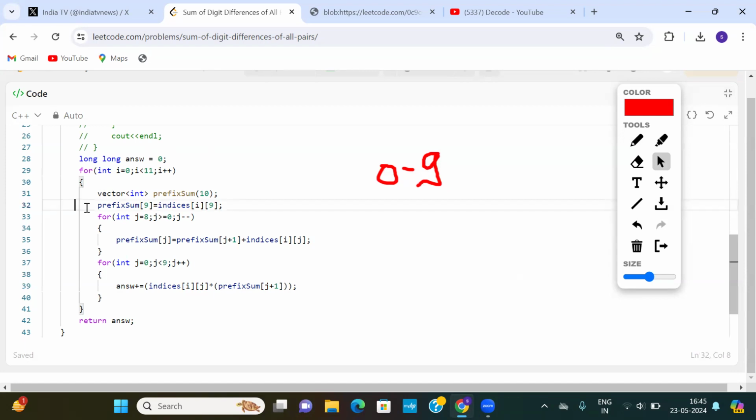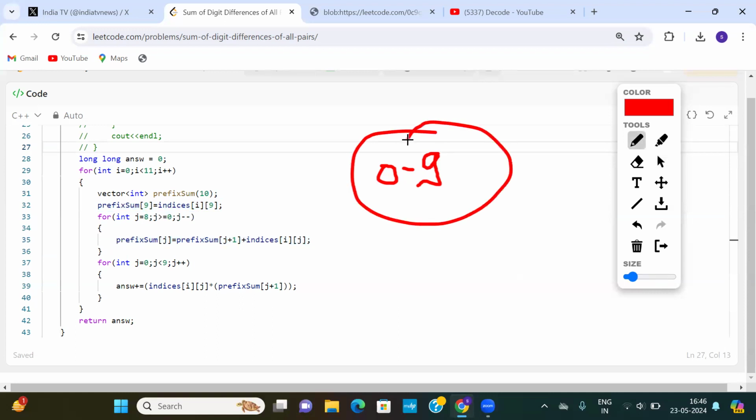Prefix sum at the index of 9 is equal to indices at the index of i, 9. What is this doing? We have maintained one prefix sum. What will this prefix sum do? This will store the values making the sum equal. See, prefix sum at the index of 9 equals indices at the index of i at the index of 9. So for the 0th position, it will store how many times the number 9 is occurring. In a similar way, for 8, for 7, for 6, until 0, because the digits can be in the range of 0 to 9 only, right? So this is what it is storing.